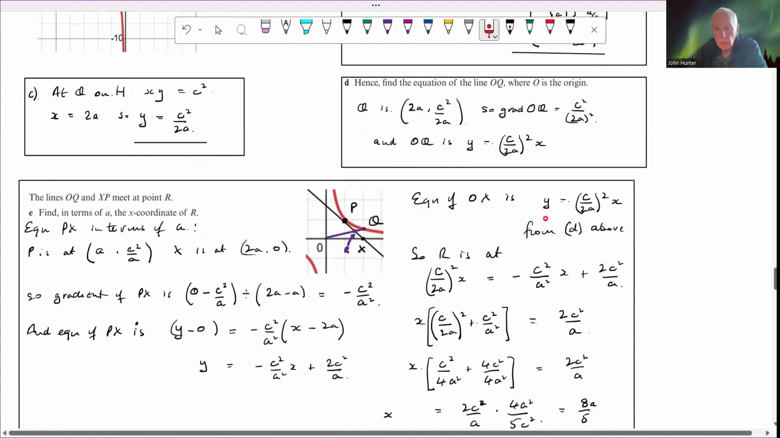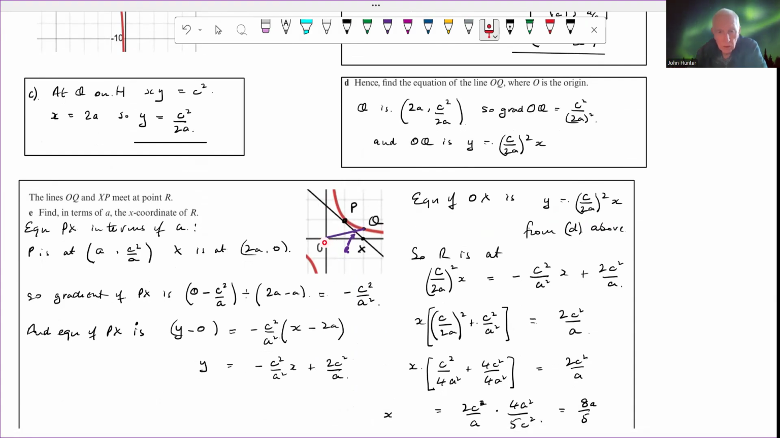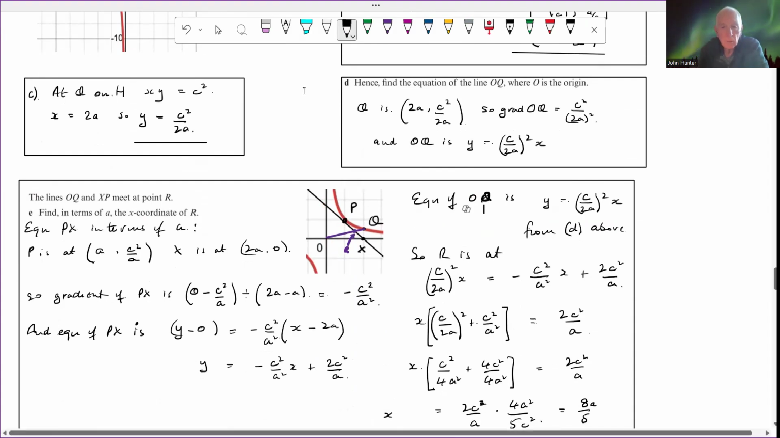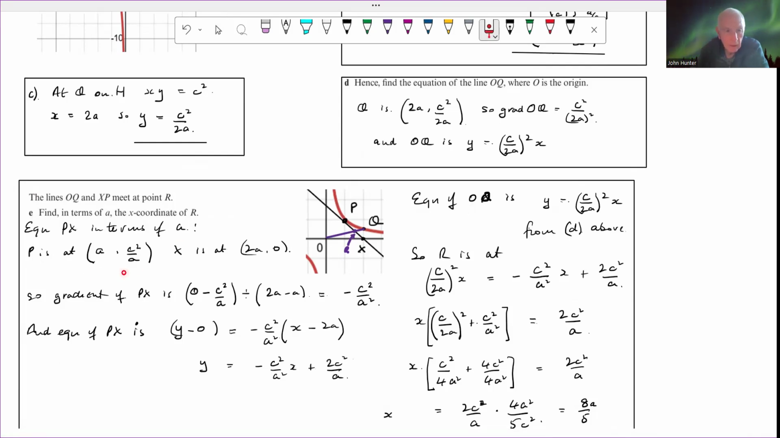Okay, so we've got the equation of OQ, that should say OQ, of course. Just change that. Okay. So if we know the equation of PX, then we can actually find the intersection. We don't know that yet, but we do know that P is this point here, and X is this point that was given to us.